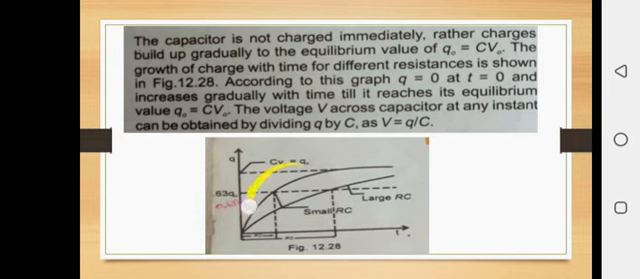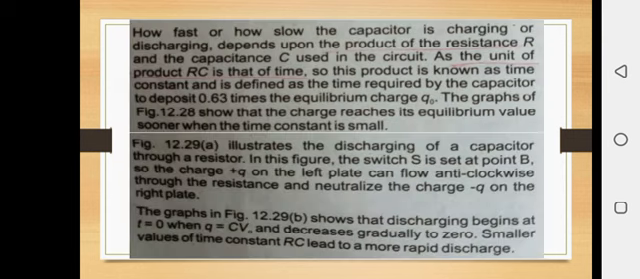This is an important graph. For a short question, draw a graph for when the charges accumulate with respect to time. So draw this graph. How fast or how slow the capacitor is charging or discharging depends upon the product of the resistance R and the capacitance. This is an important short question and important MCQ. On which factors does the rate of charging and discharging depend? It depends upon the product of resistance R and the capacitance C used in the circuit.